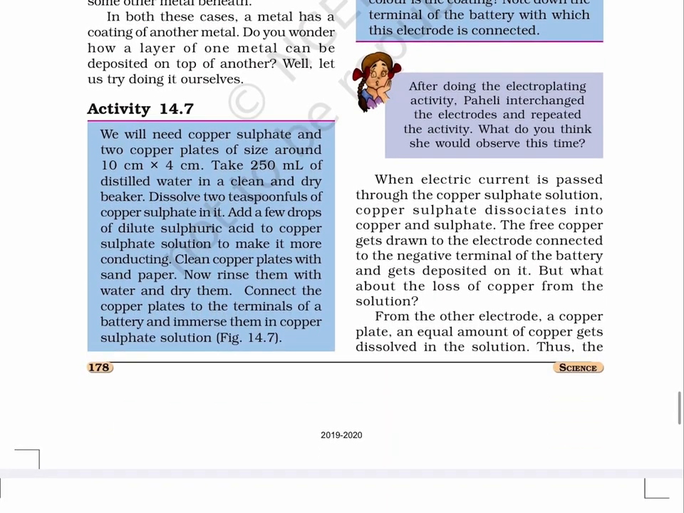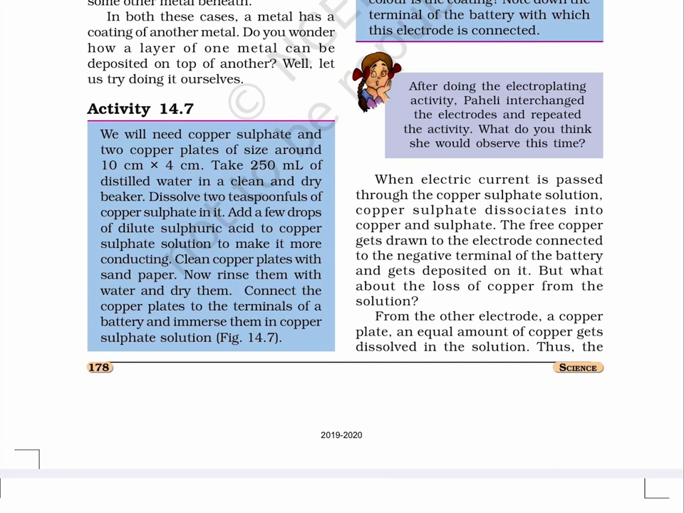Activity 14.7. We will need copper sulfate and two copper plates of size around 10 cm into 4 cm. Take 250 ml of distilled water in a clean and dry beaker. Dissolve 2 teaspoonfuls of copper sulfate in it. Add a few drops of dilute sulfuric acid to copper sulfate solution to make it more conducting. Clean copper plates with sandpaper. Now, rinse them with water and dry them.